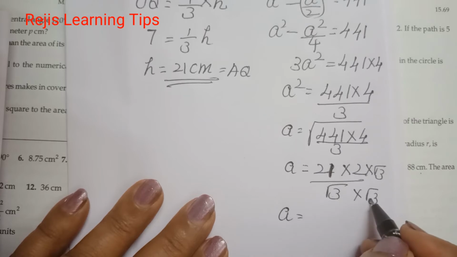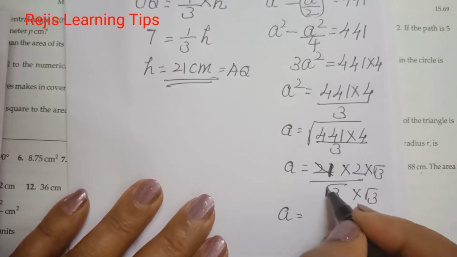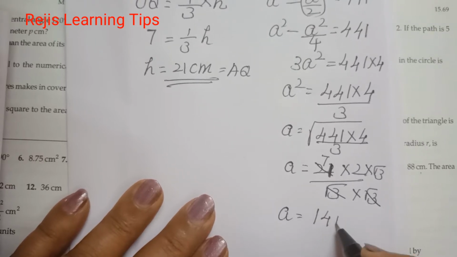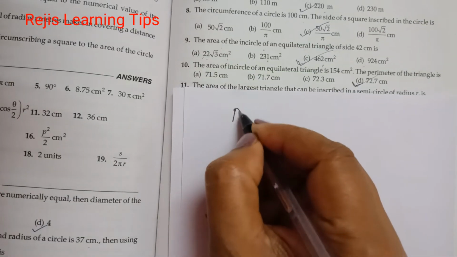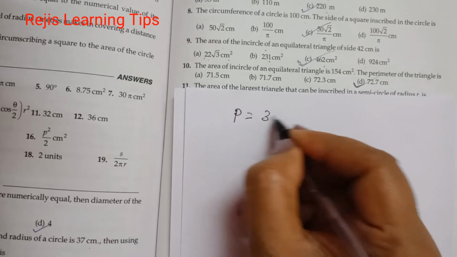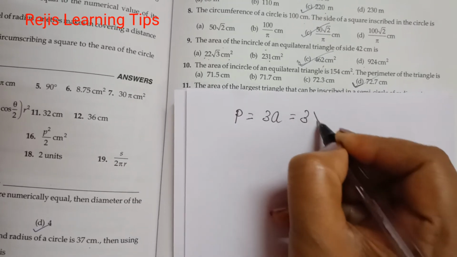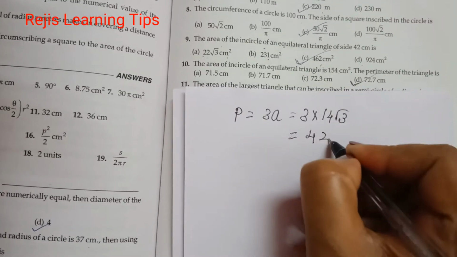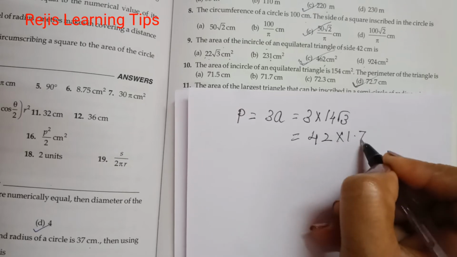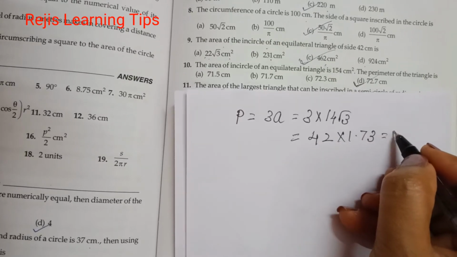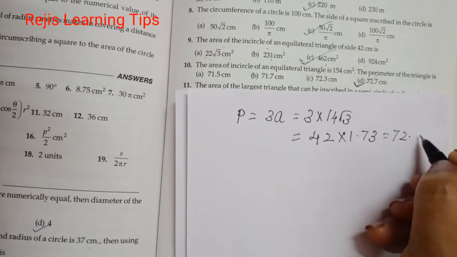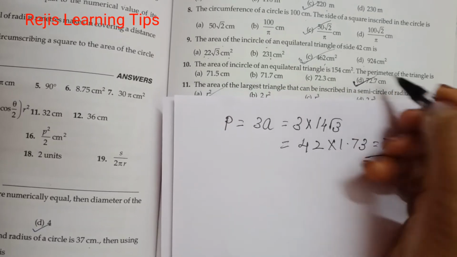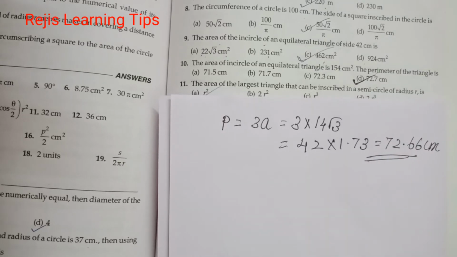So, root 3 into root 3 means that is 3. We can cancel this, 21 and 3, 7. Then we will get 14 root 3. Then perimeter of the triangle ABC is equal to 3A, that is equal to 3 into 14 root 3, that is equal to 42 root 3. 42 into 1.73, that is equal to 72.66 centimeter. So our option is D, 72.7 centimeter.